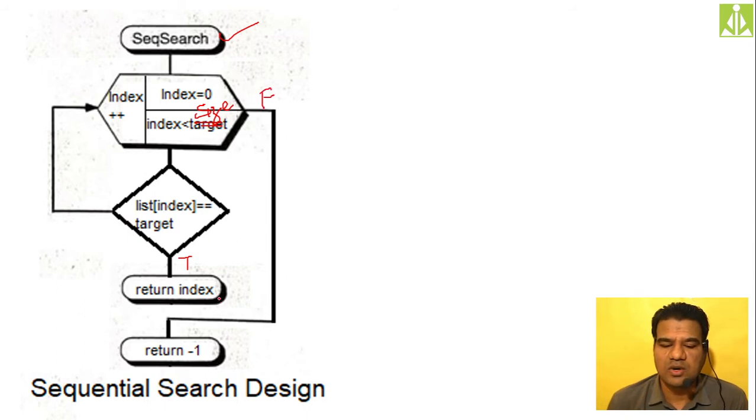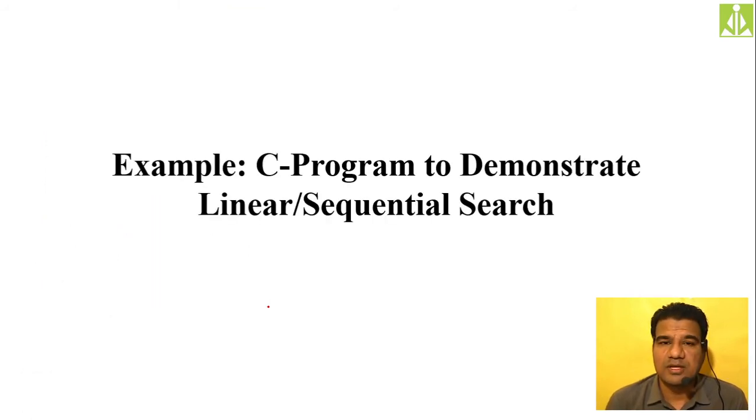In the false case, we are returning -1. In the true case, we are returning the index. In the false case, we are returning -1. So based on this, we are writing our program. Yesterday I showed you that sequential search program, how we implement it and how we find the target in the list. Everything we discussed in our previous session.